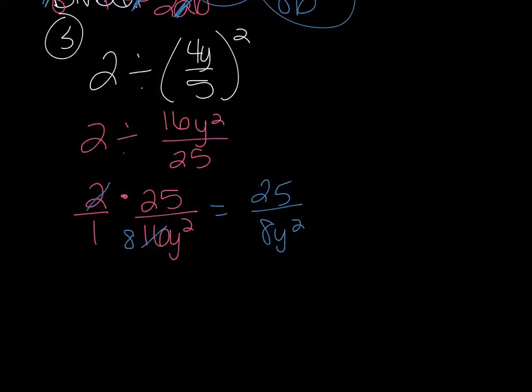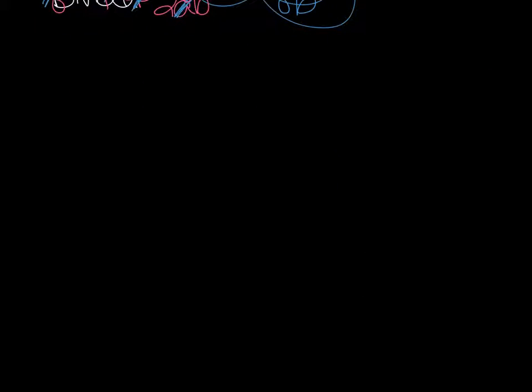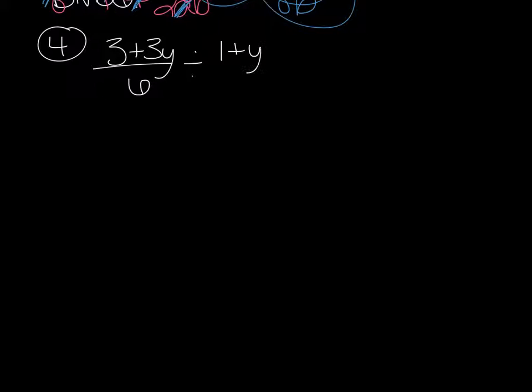Very good. 25 over 8y squared. Okay, so pretty much most of you guys had all day, right? Yeah. Just wait. It gets better. Number 4. 3 plus 3y over 6 divided by 1 plus y over 9.